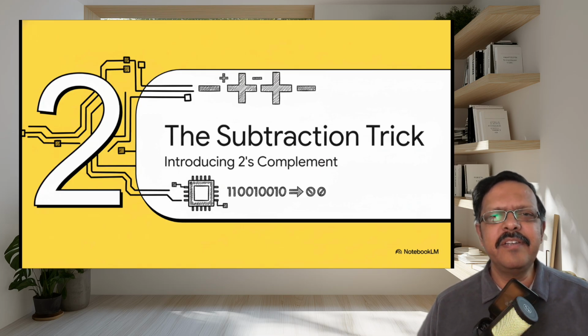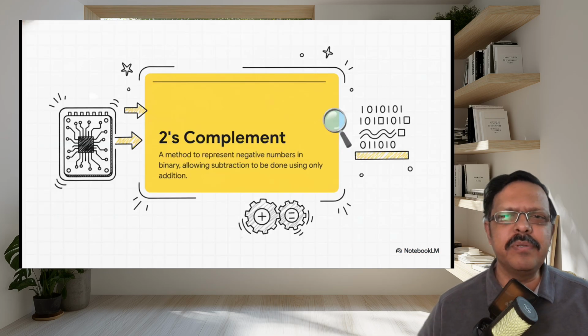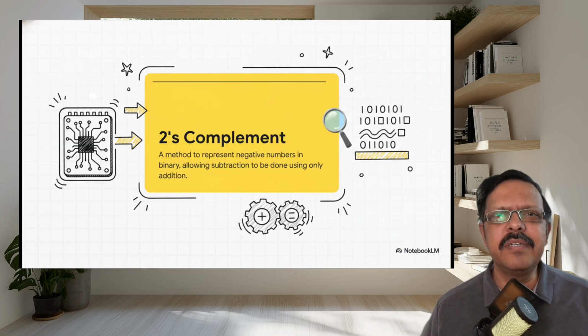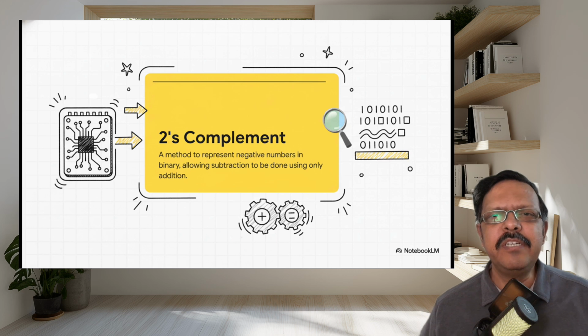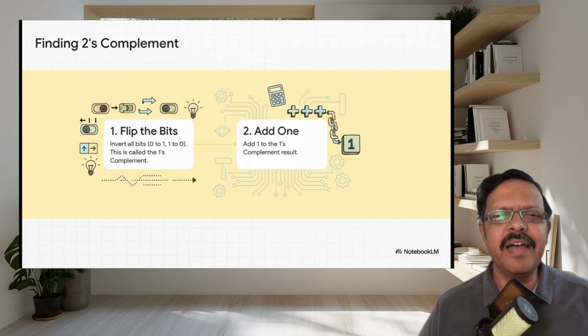Let's start looking at the idea of 2's complement. 2's complement is beautifully simple once you see it. Instead of teaching the computer how to subtract, we teach it how to turn a number into its negative, and then we just add it. Sounds simple, right? To get the negative of a number, just invert all the bits and add a 1.